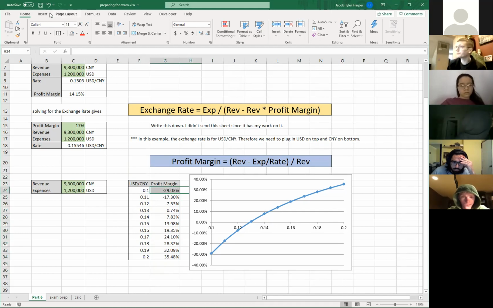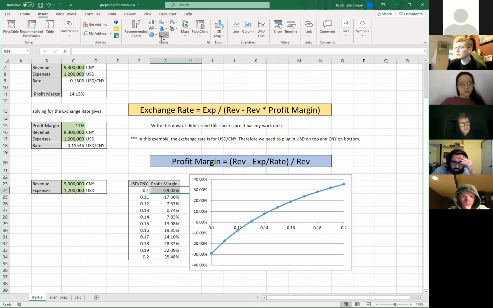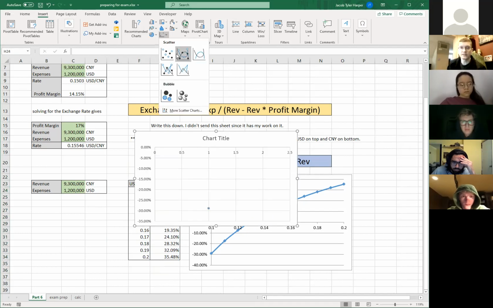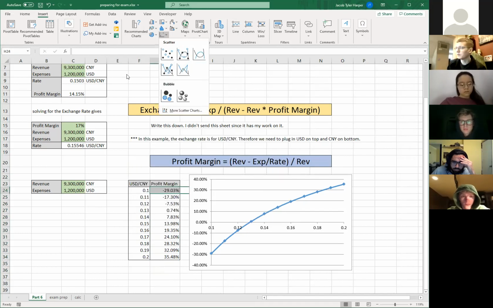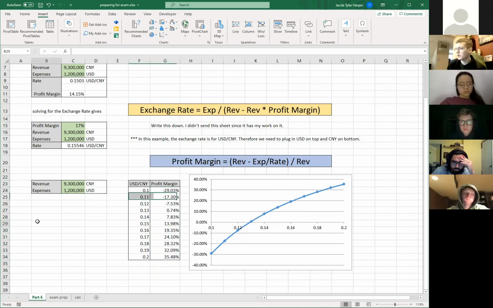And then also don't forget that we are using one of these connected scatter plots so that it actually connects the dots for us. And it should look something like this after you zoomed in. It's no longer like a line or anything. It just has a little curve to it. So that was what we did in part 6.